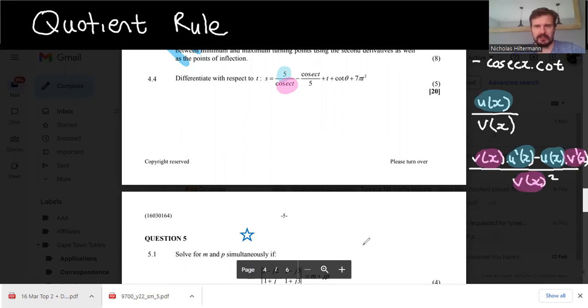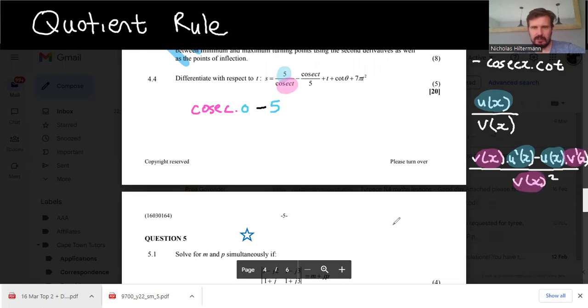Okay, so the rule says we do the bottom. So we say cosec x times the derivative of the top, and the derivative of 5 is 0, so this is going to go away. Minus the top, which is 5, times the derivative of the bottom. Now the derivative of the bottom is minus cosec x cot x.